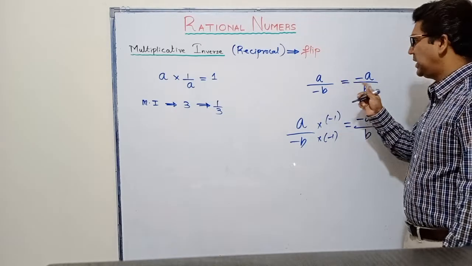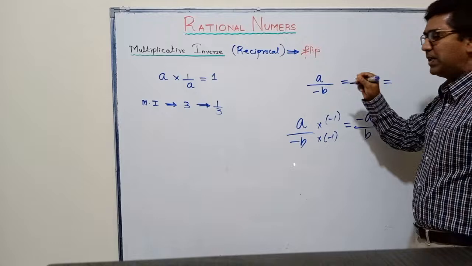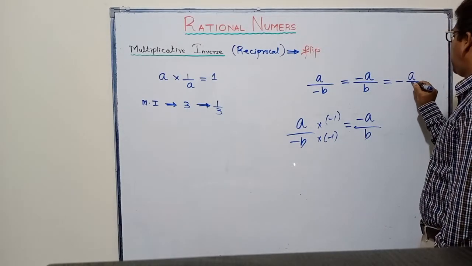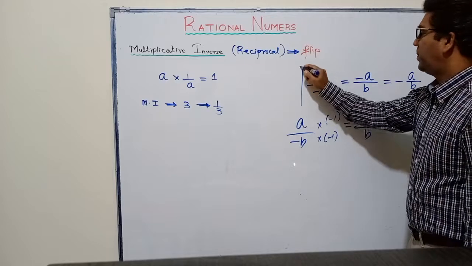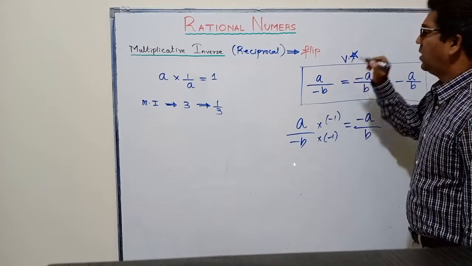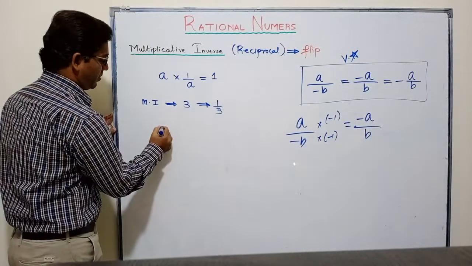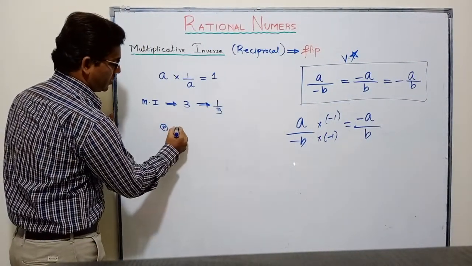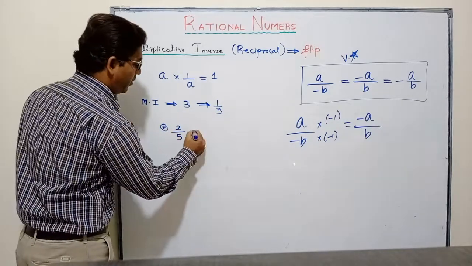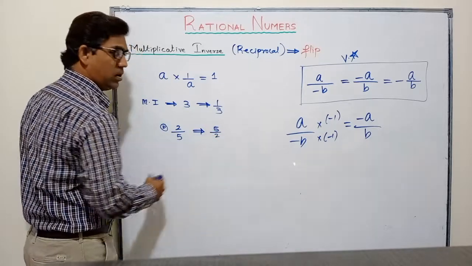At times you can see that the sign, instead of writing with the numerator or denominator, it is written for the whole fraction. So it is written like this, minus A by B. Very important. Okay, let's have a look at some more examples now. I want to find inverse of 2 upon 5. Multiplicative inverse of 2 upon 5, you need to simply flip it. So 2 by 5 is 5 over 2.